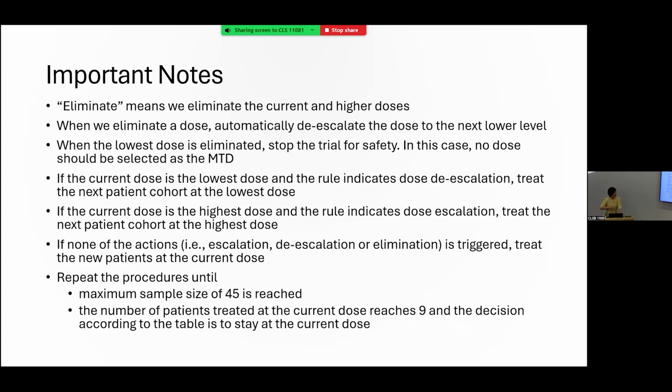Then we repeat the whole process, like the flow chart shows us, until two conditions are met. Then we stop the trial. What are the two conditions? One condition is the maximum sample size is reached. In our case, it is 45. Or the number of patients treated at the current dose reaches the cap. In our case, it is 9 patients. And the decision according to the table is to stay at the current dose. So please keep the second condition in mind, because I will talk about it more in my example.